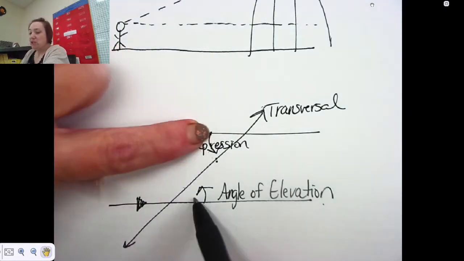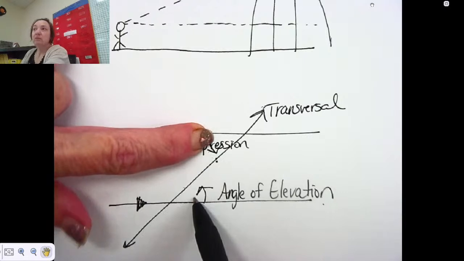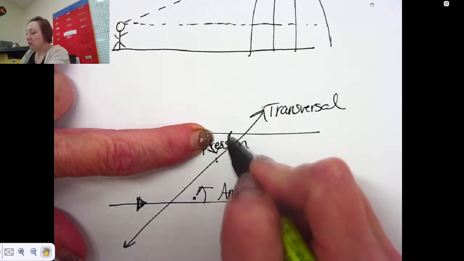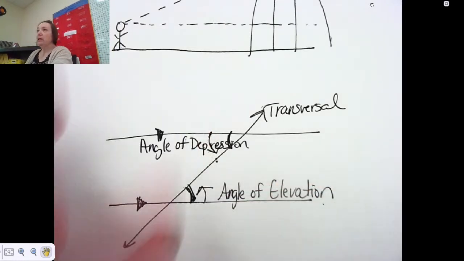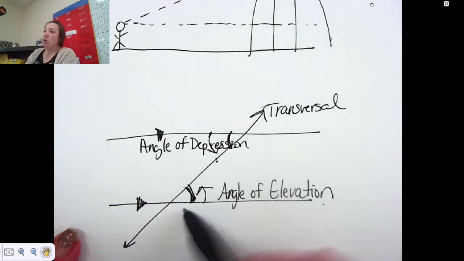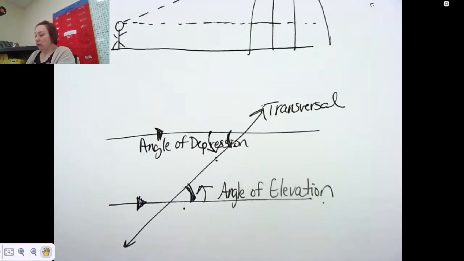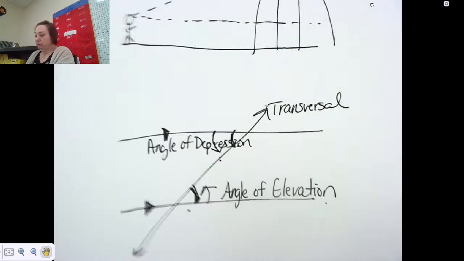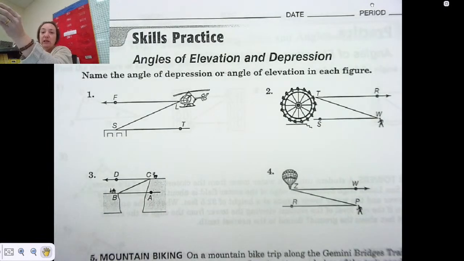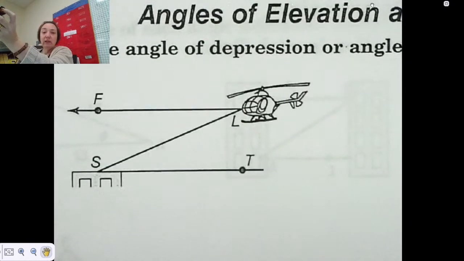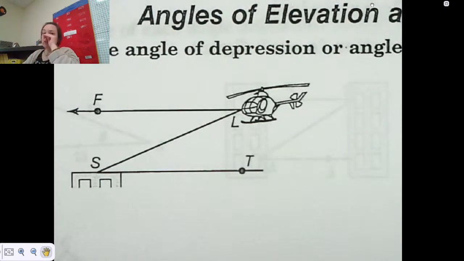Now, what do I know about these 2 angles? Based on where they're located, they're the same. Those are alternate interior angles, so this angle here and this angle here will be congruent. So if I tell you the angle of depression, you also know the angle of elevation and vice versa, right? So now we're going to flip over to our worksheet. If we look at this right here, we're going to just identify angles of elevation and angles of depression in each one of these little pictures, okay?